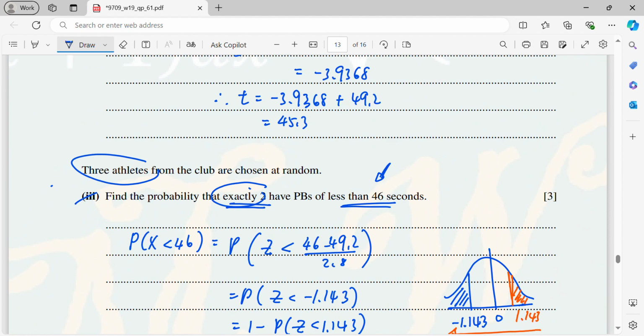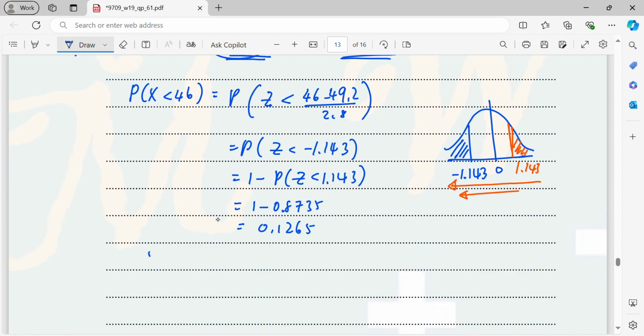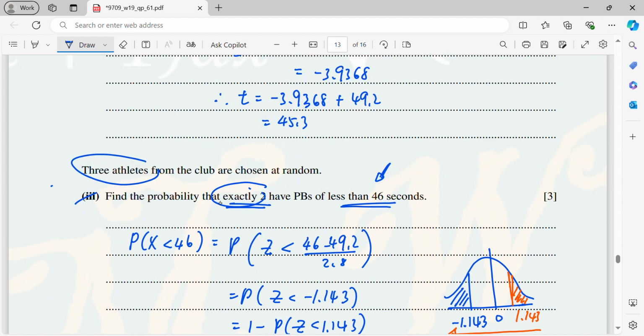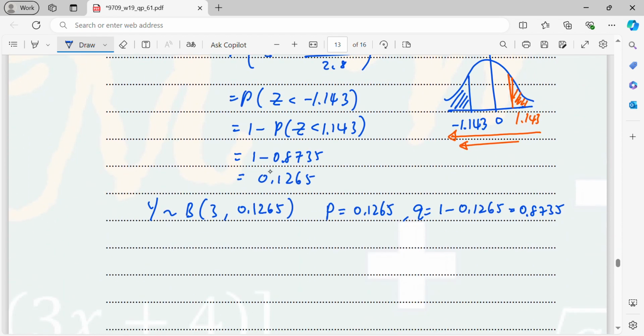Now use this probability and put it in the binomial, because now it is considering the athletes. Your X is actually the PBs, so it's different. Now I will say my Y is binomially distributed. The n is 3 because 3 athletes are under consideration. The probability of having less than 46 seconds is 0.1265. That means p is 0.1265, and q is 1 minus 0.1265, which is 0.8735. Now it's mentioned that exactly 2 have these PBs.